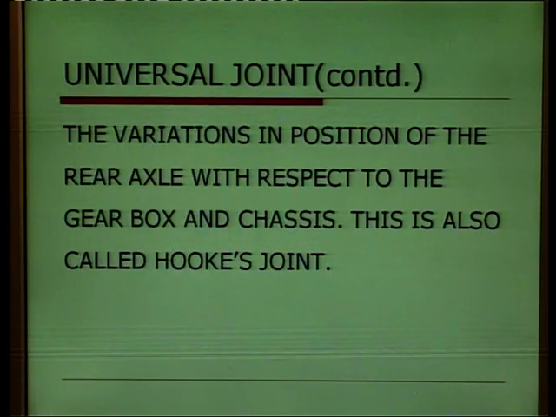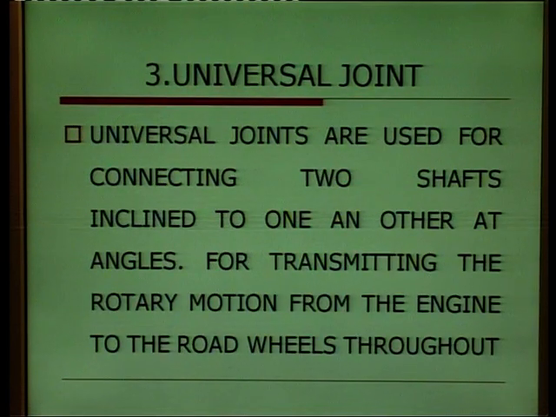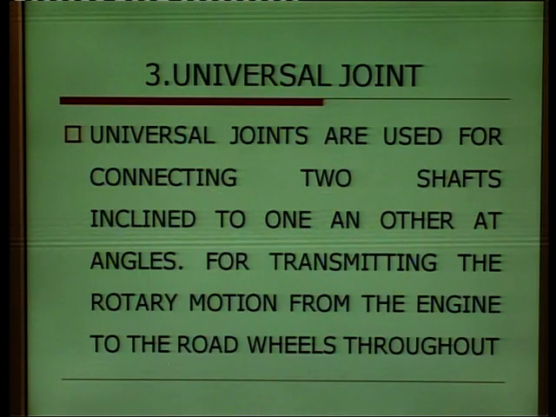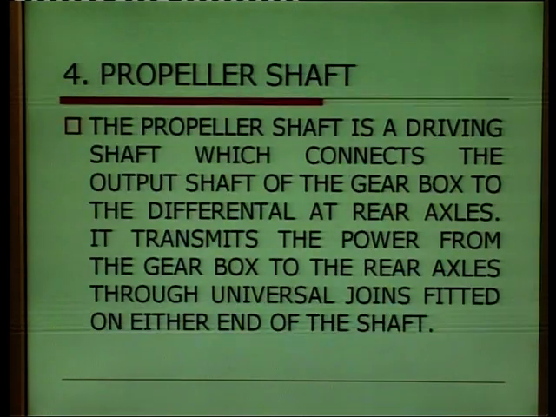It accommodates the variation in position of the rear axle with respect to the gearbox and chassis. This is also called hook joint. Again I further explain, universal joints are used for connecting two shafts, and this joint is used for those shafts which are inclined at any angle. This shaft can transmit the rotary motion power at an inclined angle.